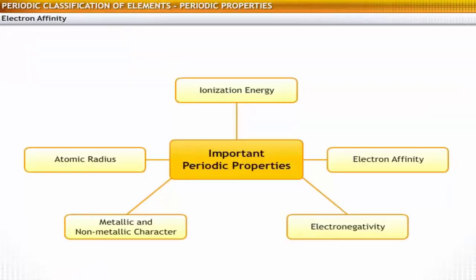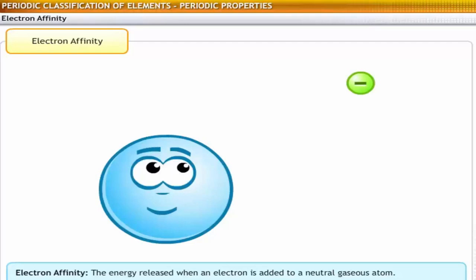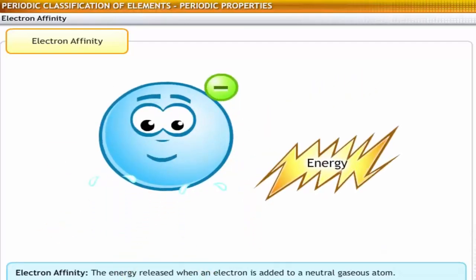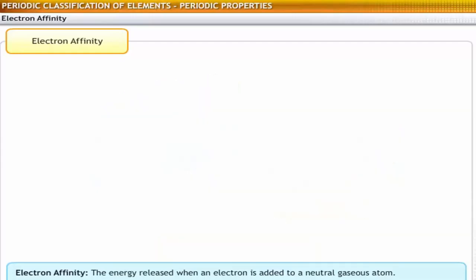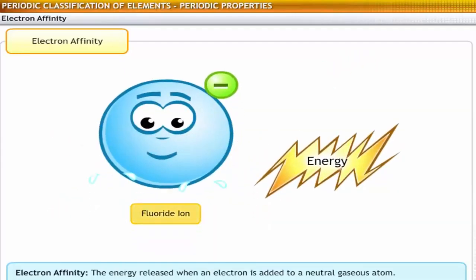Next, let's look at the third important periodic property, electron affinity. Electron affinity is defined as the energy released when an electron is added to a neutral gaseous atom. The unit for electron affinity is kilojoules per mole. Consider a fluorine atom. In the gaseous phase, a fluorine atom releases 328 kilojoules per mole when it gains an electron to form a fluoride ion.